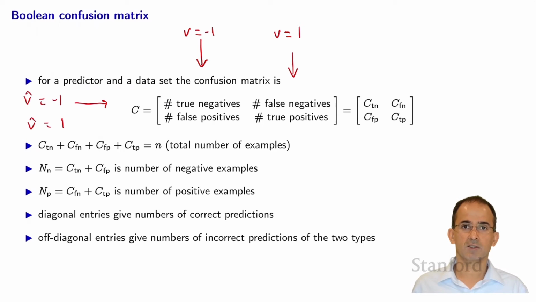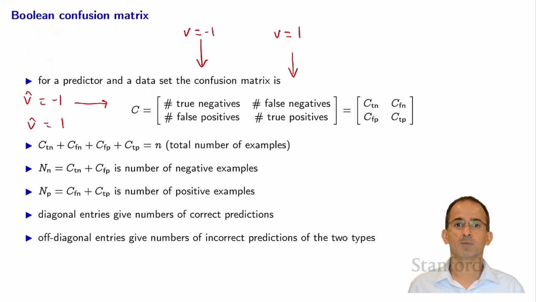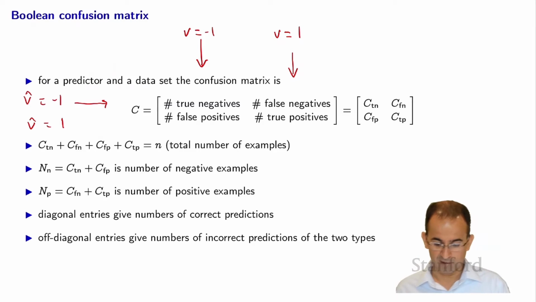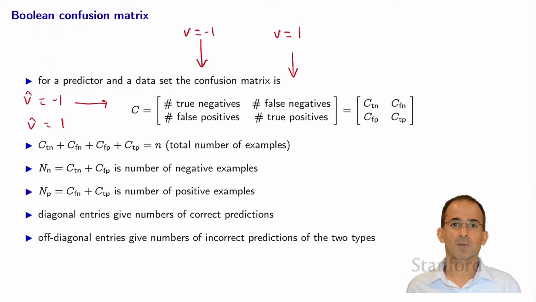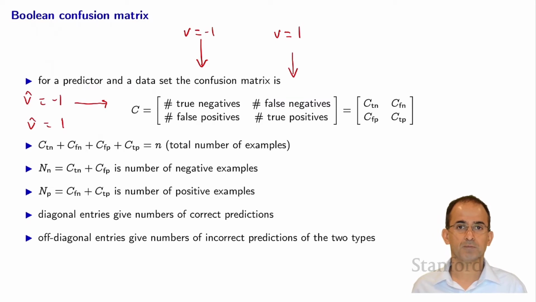We also refer to these entries individually as the number of true negatives, the number of false positives, the number of false negatives, and the number of true positives: CTN, CFN, CFP, and CTP. And these are numbers, not rates, so if we add up those four numbers, they add up to n, which is the total number of data points we have, the total number of examples.